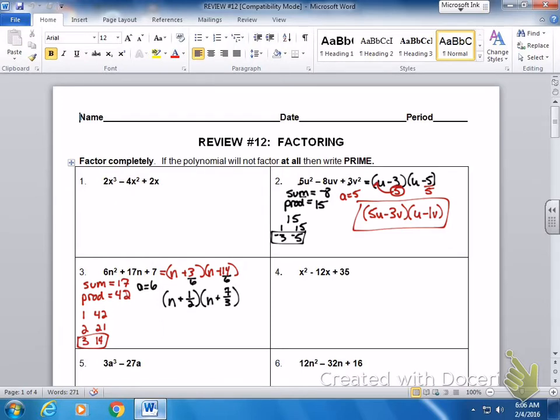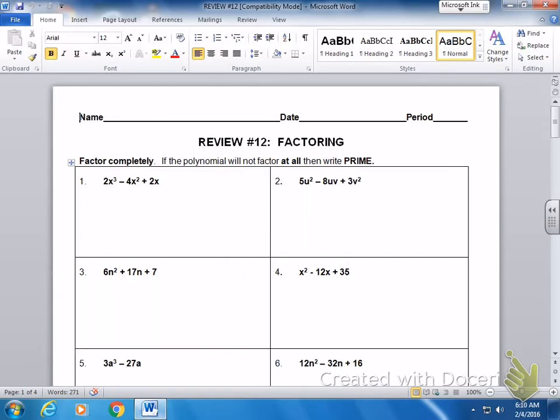Now that my fractions are simplified, I can swing my denominators. So my answer, when I swing the 2, I get 2n plus 1. On the second one, when I swing the 3, I get 3n plus 7. So remember to simplify before you swing. Let's move down to number 5.